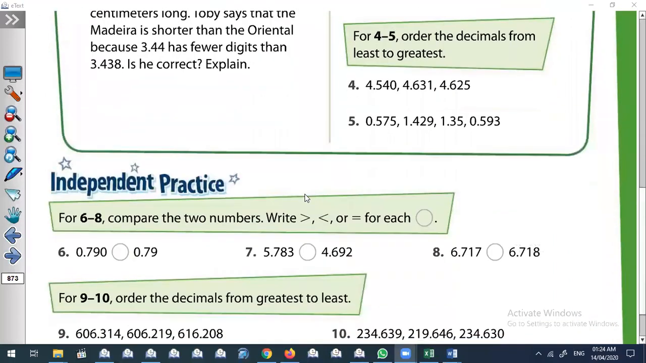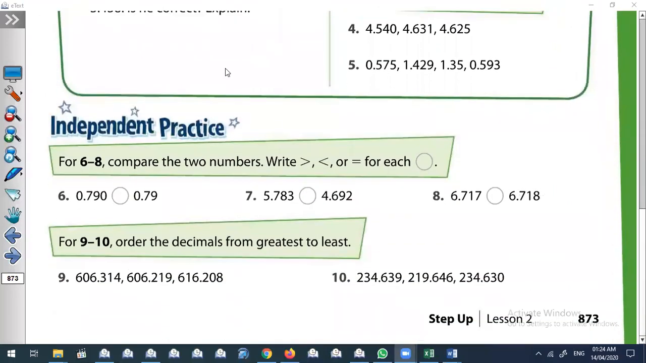Let's move to another exercise and don't forget the scale please. 3 digits in the decimal here, 2 digits in the decimal here. So put 0 first. Now 0.790 and 0.790. They are equal. The scale count 1, 2, 3, 1, 2, 3.